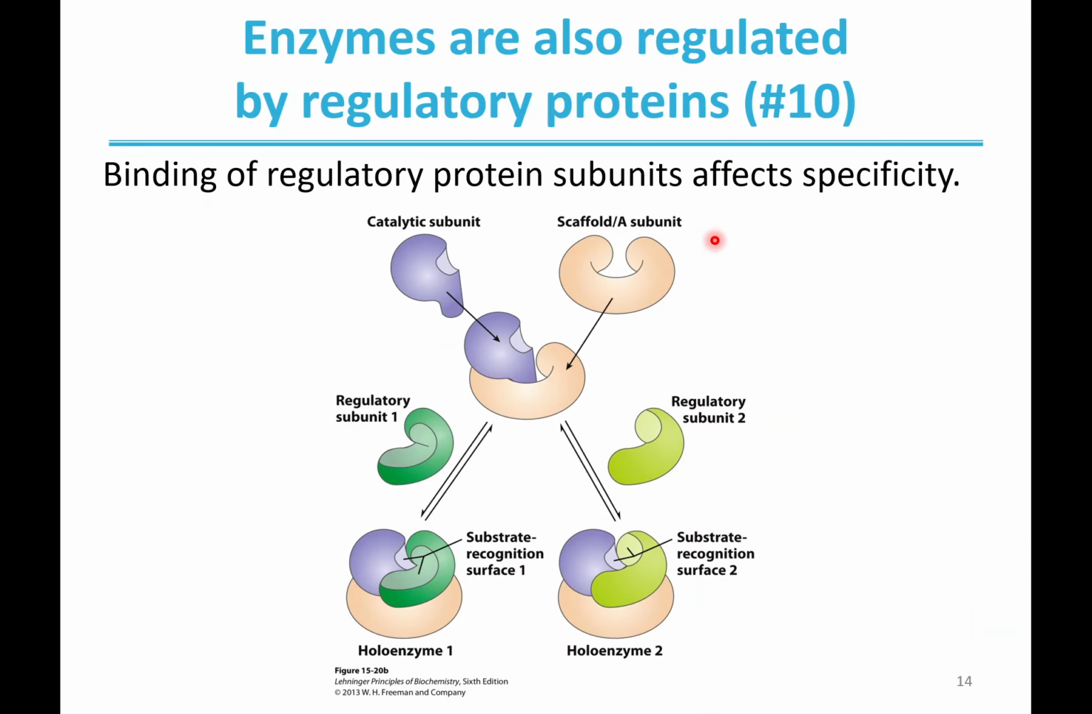Enzymes are regulated by other regulatory proteins. This example here shows how you can have a catalytic subunit and different regulatory subunits that bind to it that will give this catalytic site a different activity for, in this case, different substrates. So maybe you have the catalytic subunit that's always expressed, but then under different conditions, you would be expressing different regulatory subunits.